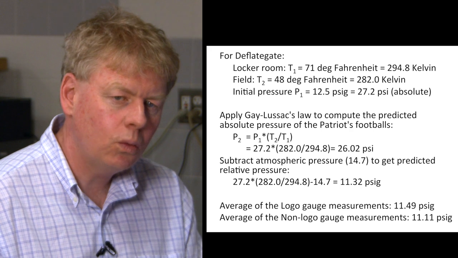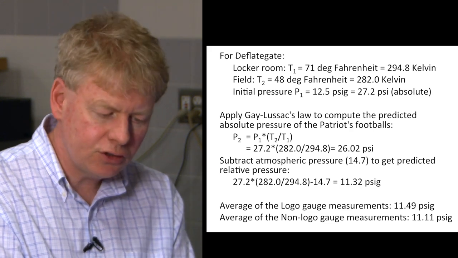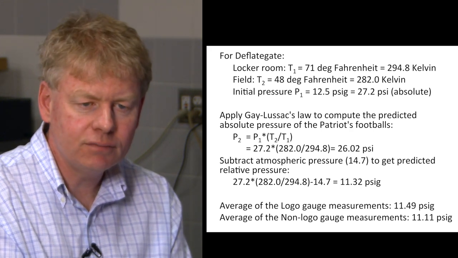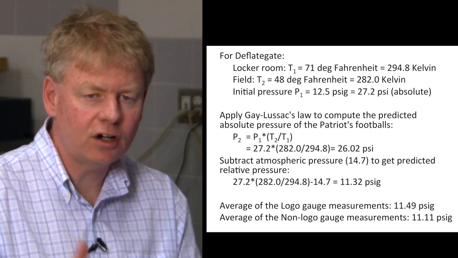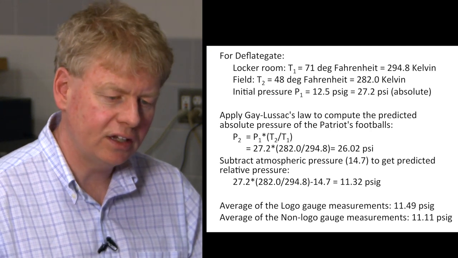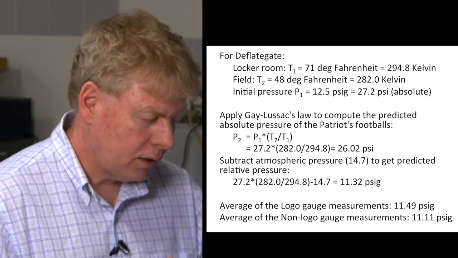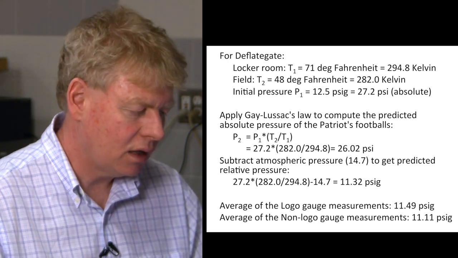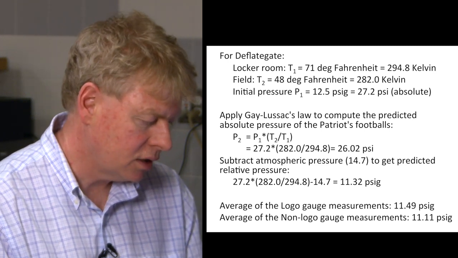So in activity 4, we move to the actual setting of the 2015 AFC Championship game. And here, the field temperature was 48 degrees and the locker room temperature was 71 degrees. And so in this activity, the students predict what the on-field pressure should have been, getting an answer of about 11.32 PSI, if you assume starting in a 71 degree locker room to a 48 degree field. So hopefully students will be able to make that prediction.